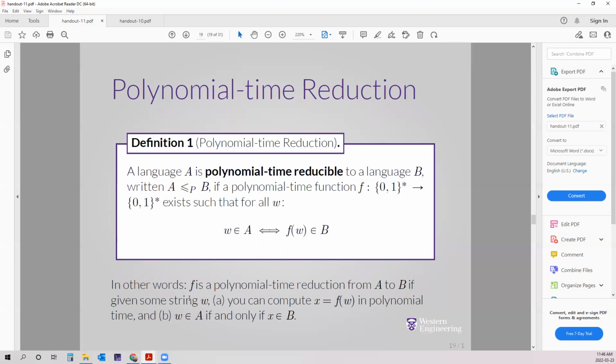Let's have a formal definition of this. A polynomial time reduction: a language A is polynomial time reducible to a language B, written A ≤p B, if a polynomial time function f from {0,1}* to {0,1}* exists such that for all strings w, w belongs to A if and only if f(w) belongs to B. In other words, f is a polynomial time reduction from A to B if, given some string w, you can compute x = f(w) in polynomial time, and w belongs to A if and only if x belongs to B.